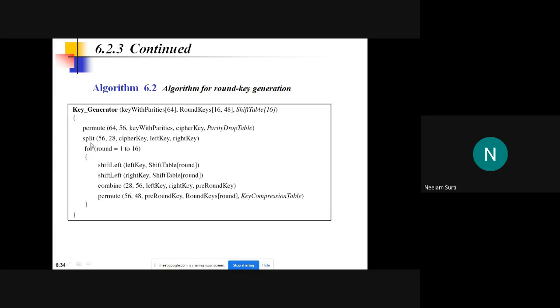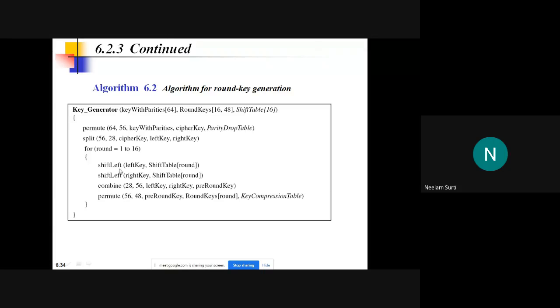Then you have split. Split signifies that the 56 bit has to be converted into two equal halves. These two equal halves are nothing but 28 bit and 28 bit, left key and right key. Now, when you have the left key and right key, how many rounds are there? There are 16 rounds. So this procedure has to be repeated for 16 rounds.